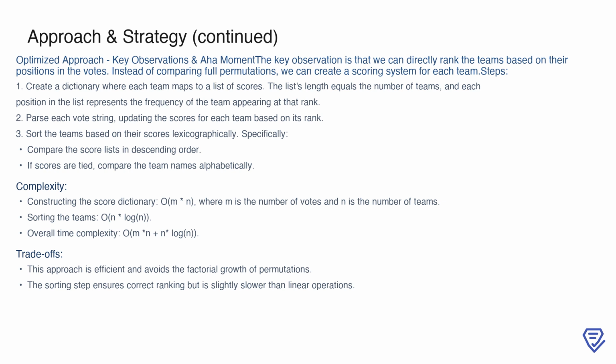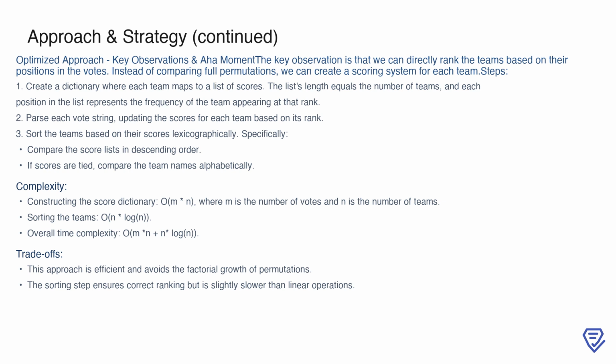Now, let's shift to the optimized approach, which offers a much more efficient solution. The key insight here is that we don't need to evaluate all permutations. Instead, we can directly rank the teams by building a scoring system based on their positions in the votes. Here's how it works. First, we create a dictionary that maps each team to a list of scores. The length of the list equals the number of teams, and each position in the list tracks how often the team appears at that rank.